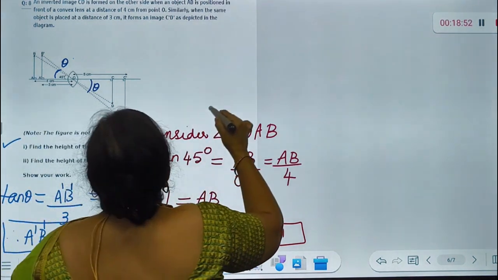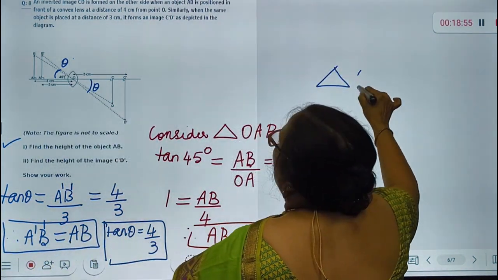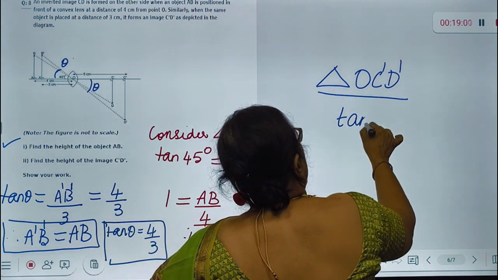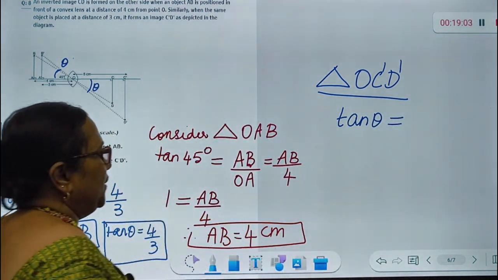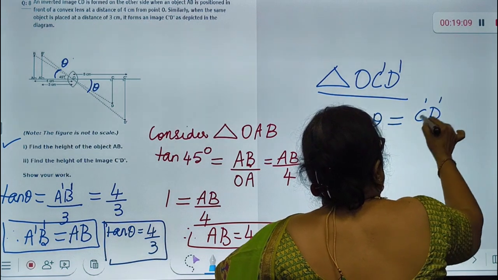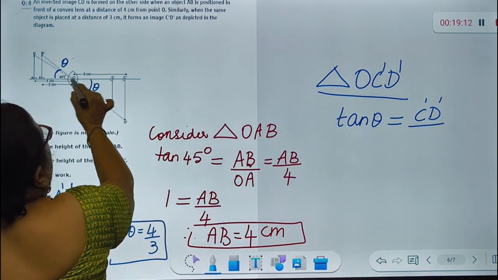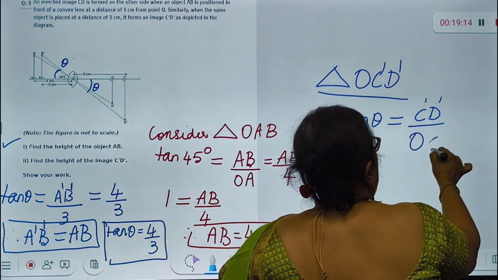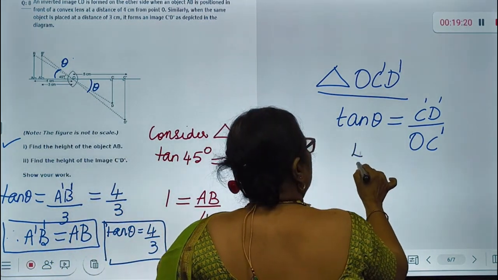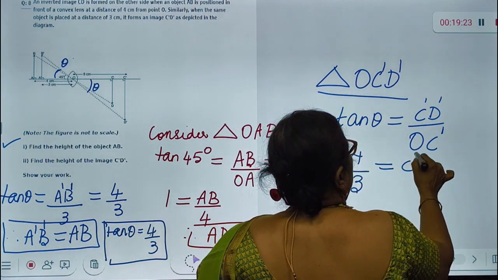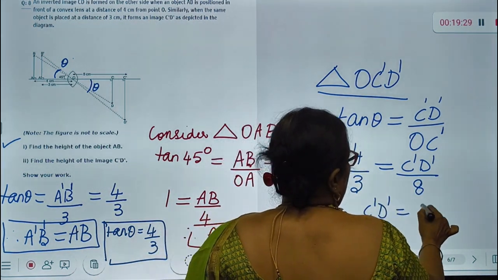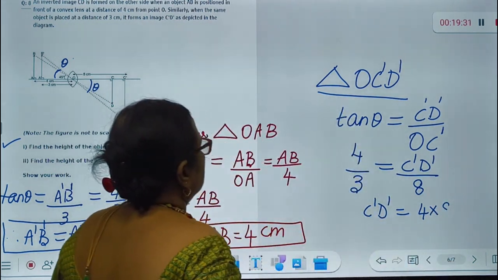Okay. Now what is tan theta in triangle OC'D'? Tan theta will be equal to C'D', which is the opposite side, by the adjacent side, which is OC'. Now OC' is given to be 8 centimeter. Tan theta we have already calculated, 4 by 3, equal to C'D' by 8.